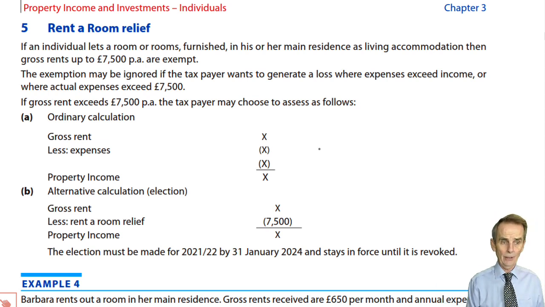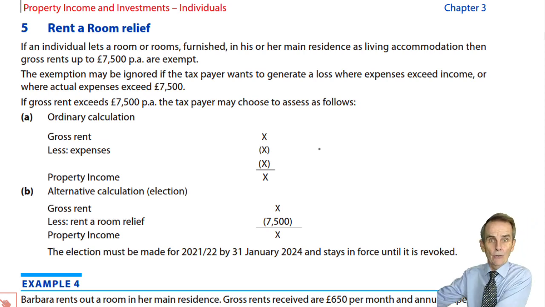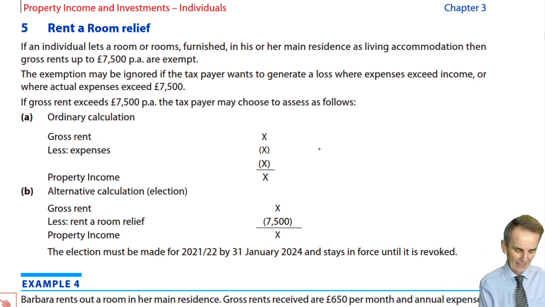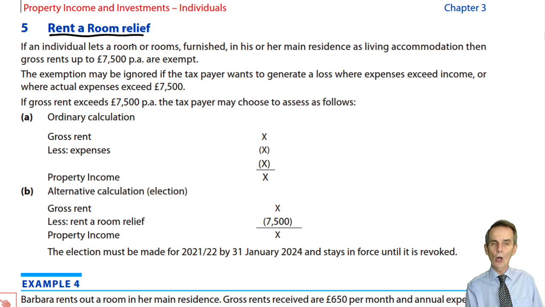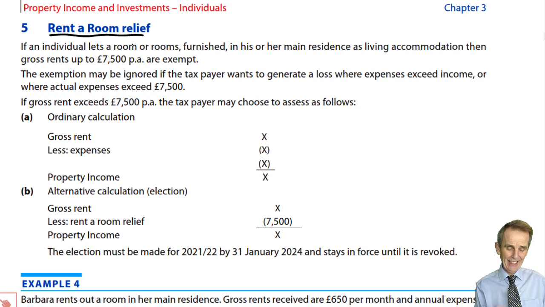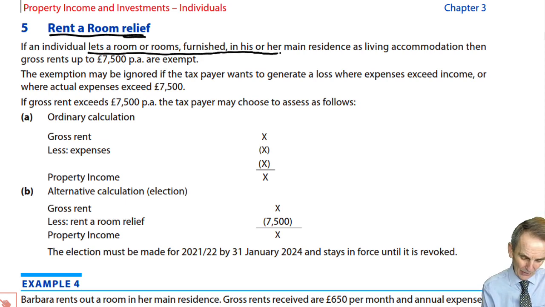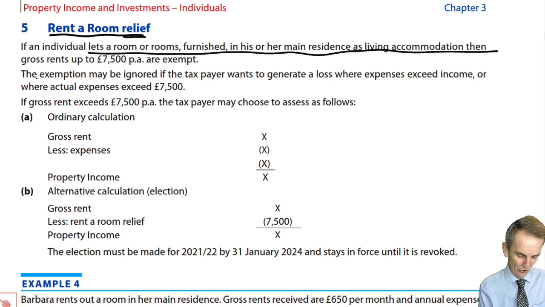You've got your place, the house that you live in, and then you've got these separate rental properties. What we're now talking about is actually renting out a room or rooms within your own property, your main residence, where you live. And if that is the case, then there's this thing called rent a room relief. So if an individual lets a room or rooms furnished in his or her main residence as living accommodation, then gross rents up to £7,500 per annum are exempt.